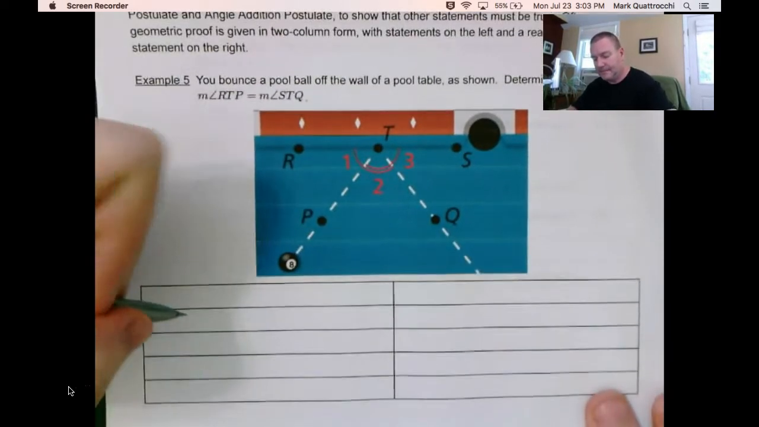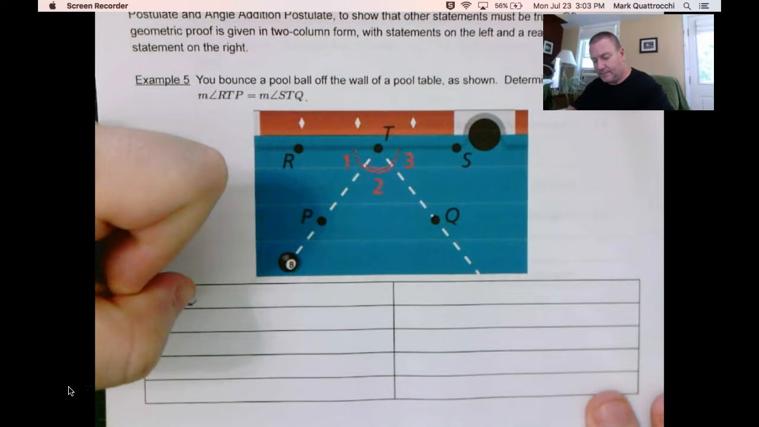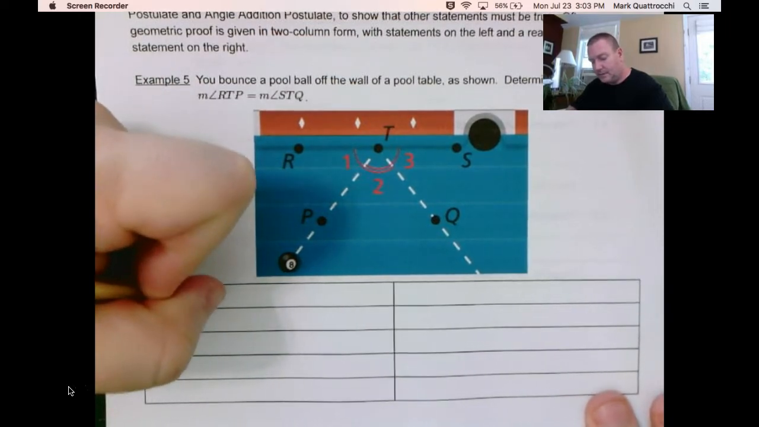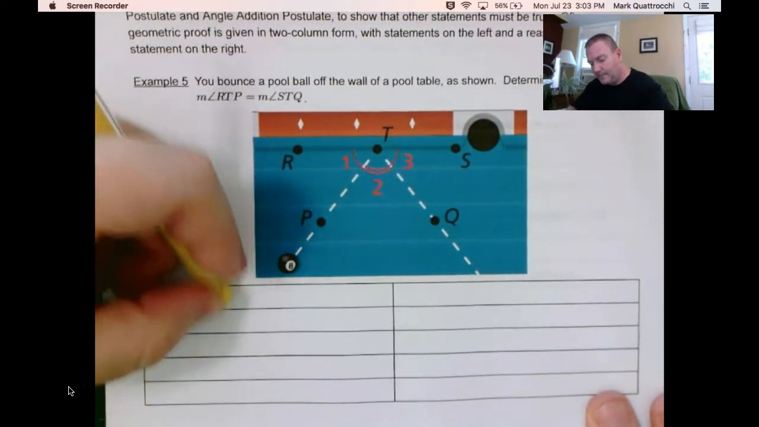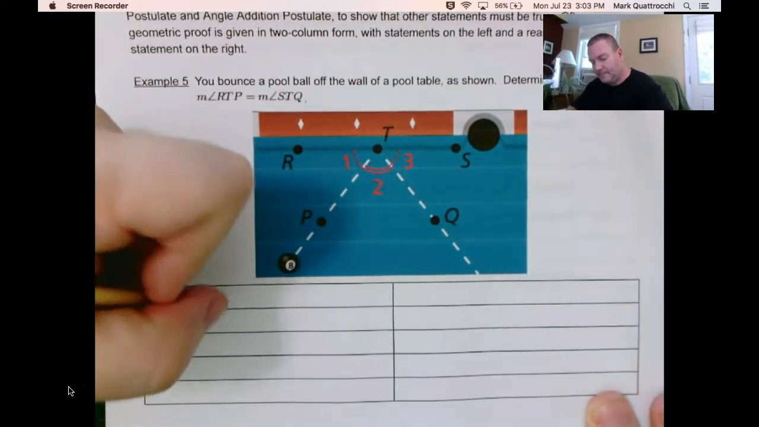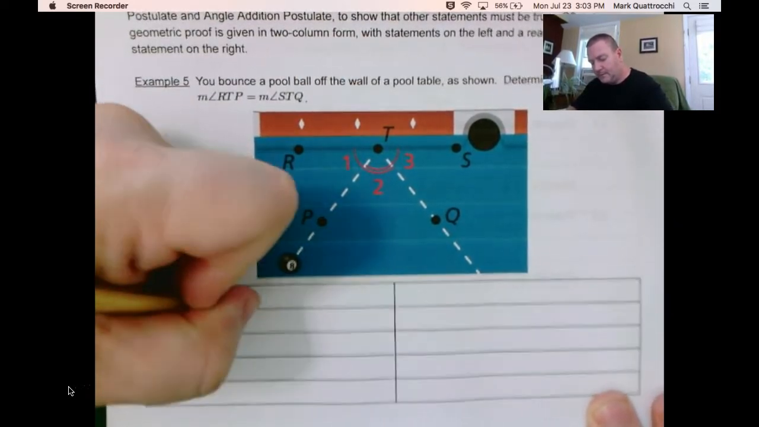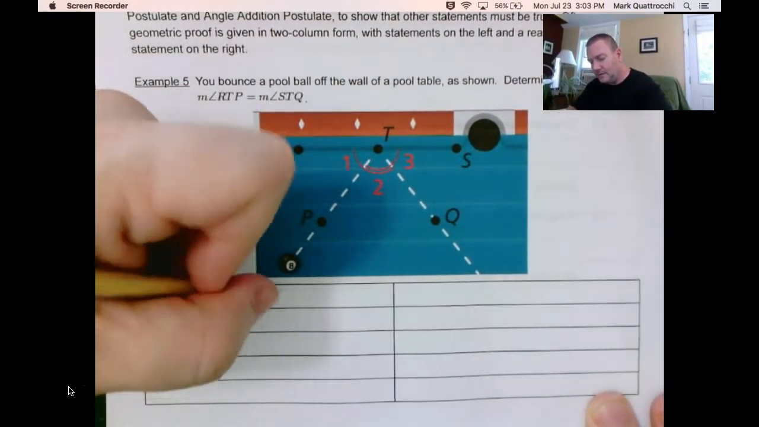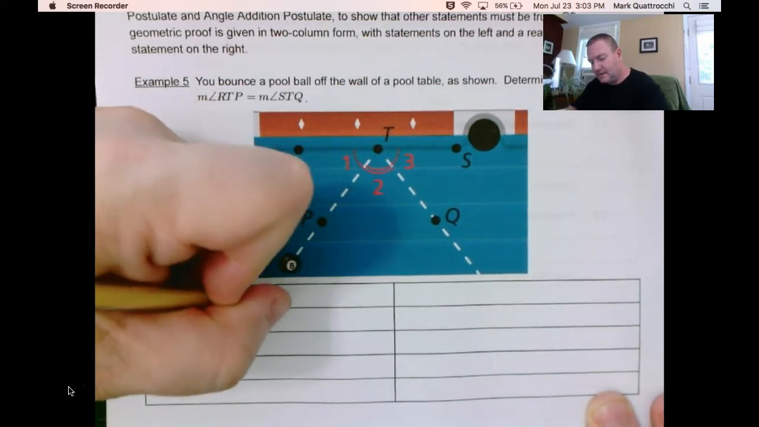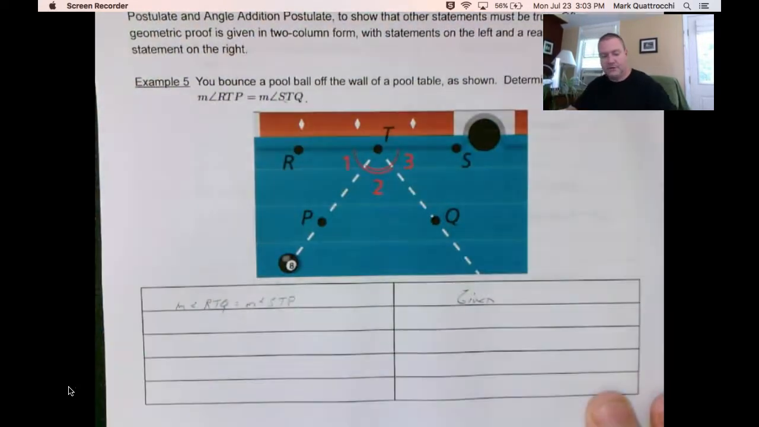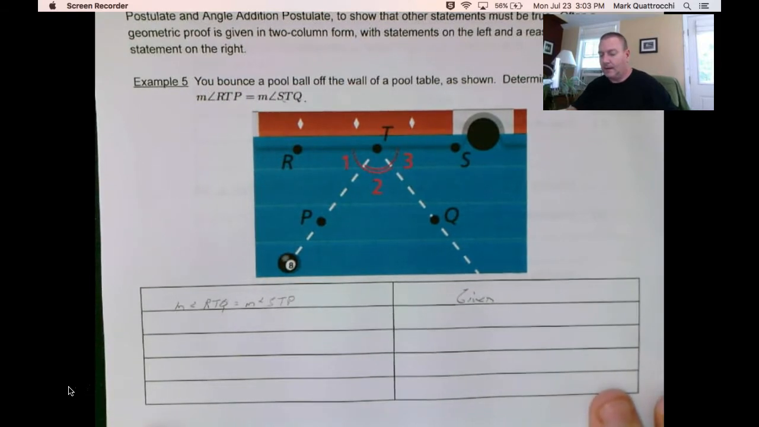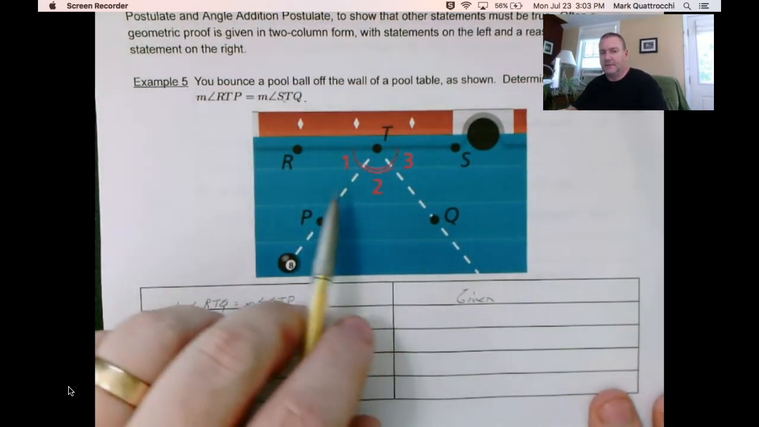Let me write that down. Measure of angle RTQ is equal to the measure of angle STP, and that's given information. Okay. What else do we know from this diagram looking here?